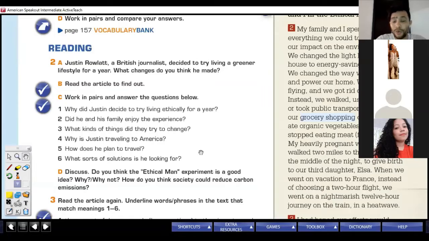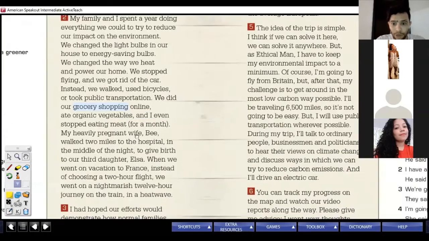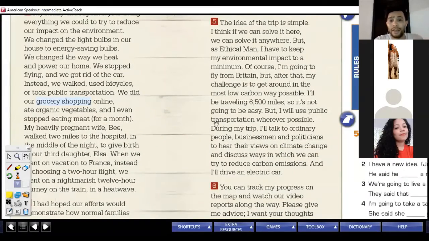Now, guys, in the case of Candy, for example, let's take Candy's example. She said that he said that he will talk to ordinary people, right? He said that he will talk to ordinary people. As I told you before, today's topic is going to be reported speech. And when we use reported speech, give me a second, guys.